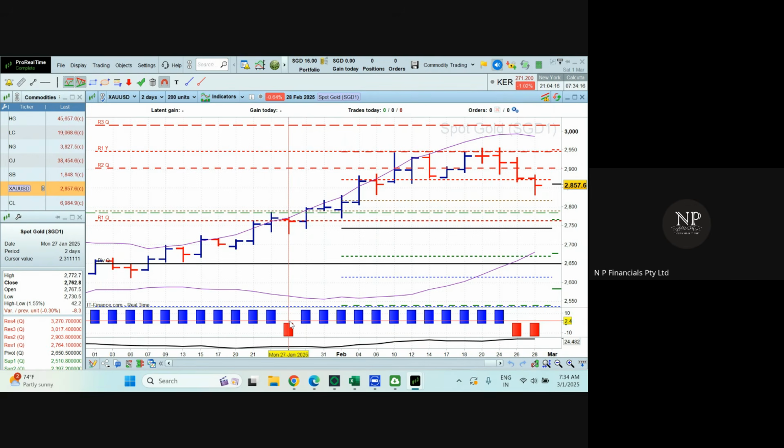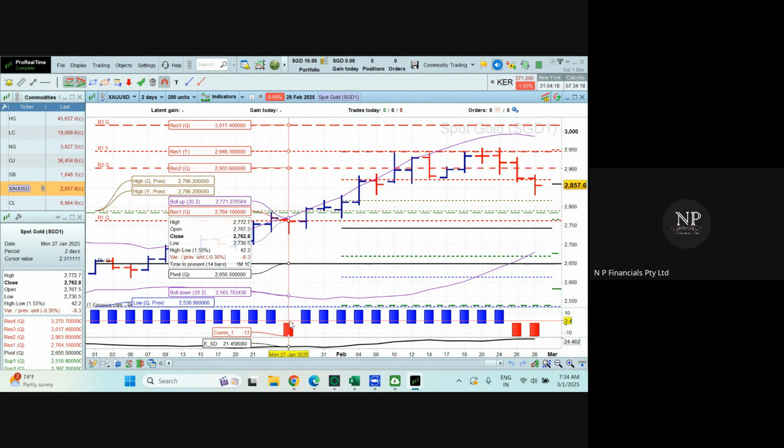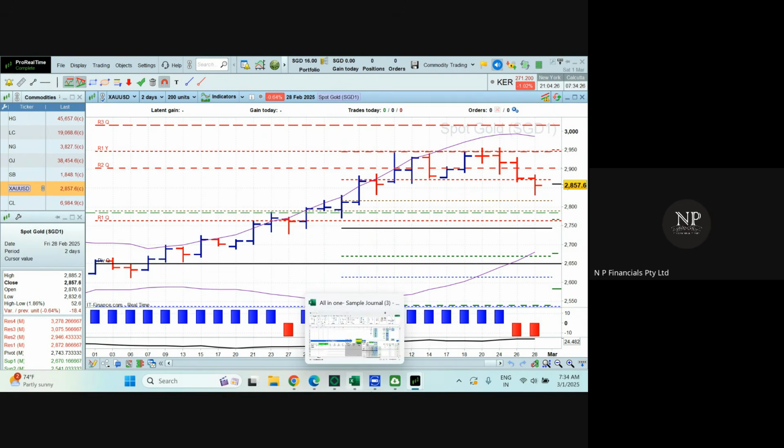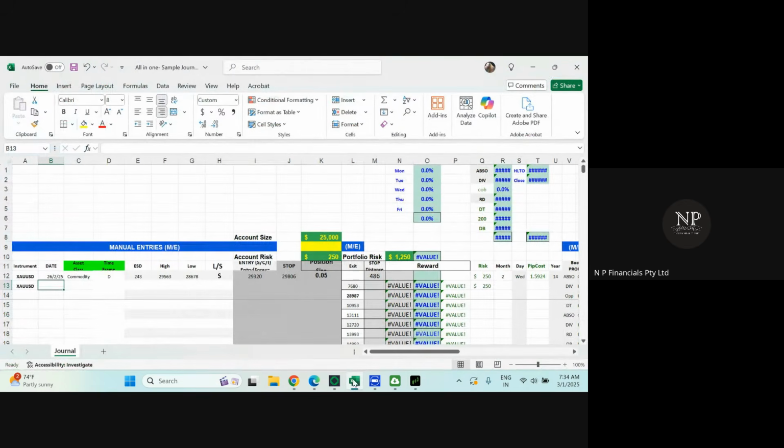Very good. Just write down the low as 27305. Now go to Excel. First put the low as 27305. First put the date. What's the date?